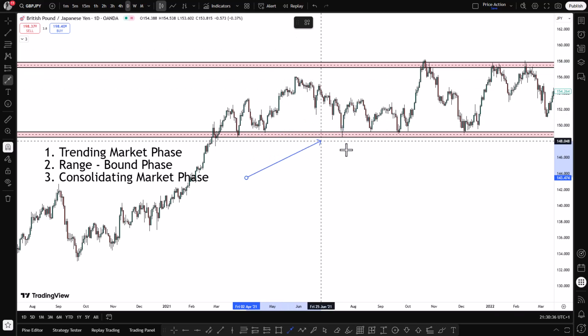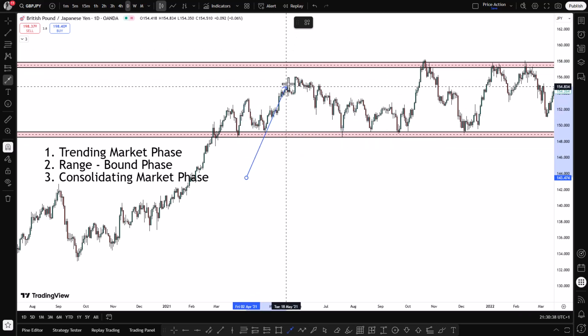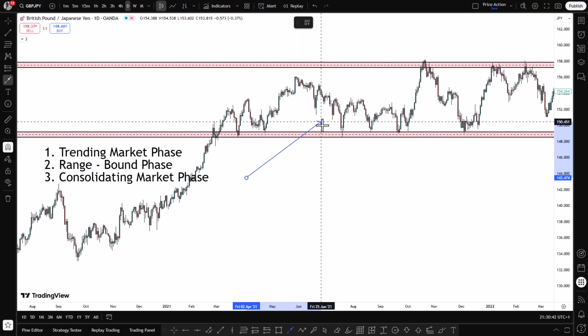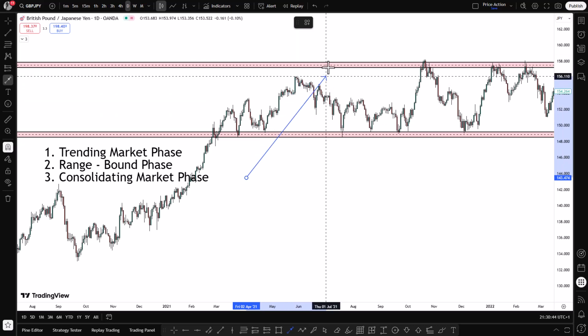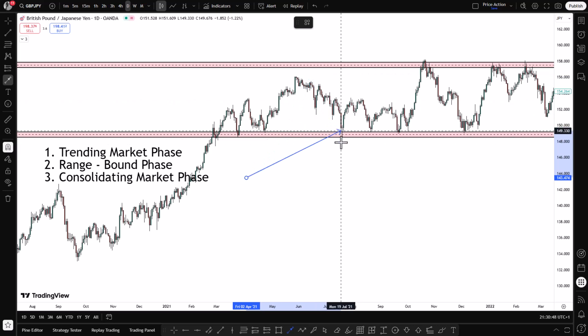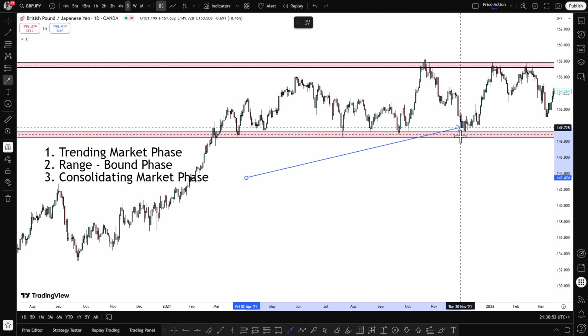and then price started finding it extremely difficult to form higher highs. You can see when it formed this high, it battled breaking above this level, but it failed to do so. Eventually, it started bouncing off of this level of support, and then when it reaches this resistance, it bounces off of it, and then when it comes back to support, it bounces off of it.